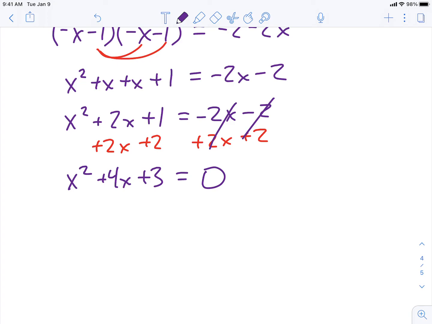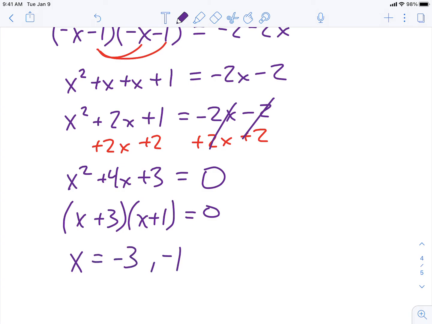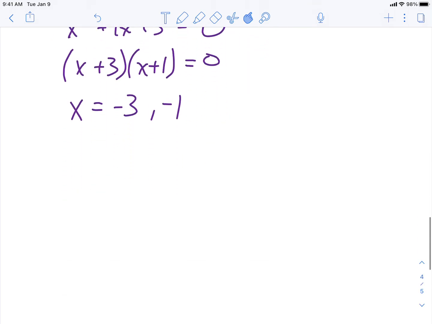Now I've got a factorable quadratic. We're almost there. x plus 3, x plus 1 equals 0. So I potentially have 2 solutions of -3 and -1. Now is it going to be both of them good solutions, one good and one extraneous? I don't know. Let's find out.